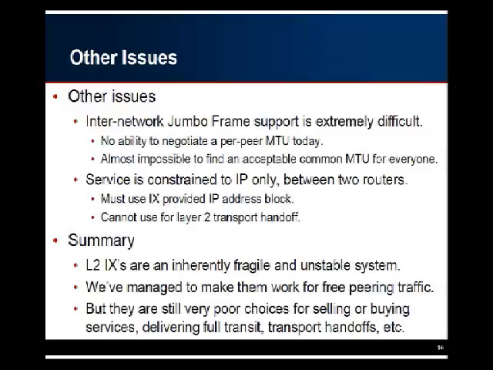Other issues with the architecture, it's really difficult to do inter-network jumbo frames. If you look at the architecture of most routers, they actually have the capability to set an MTU on a per next hop basis. And there's actually no way to negotiate this right now. So what happens if you ever want to try to grow past 1,500 bytes and expand the MTU of the internet into other networks, you find yourself trying to come up with a common denominator. What's the lowest MTU that we can get away with?